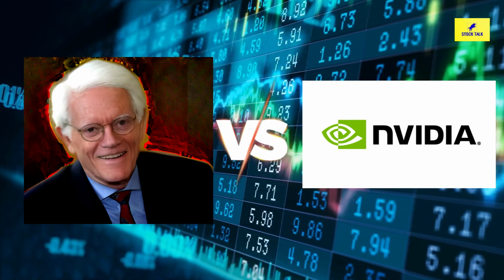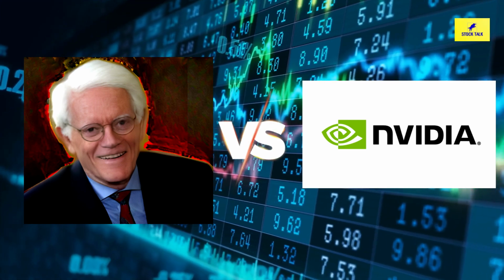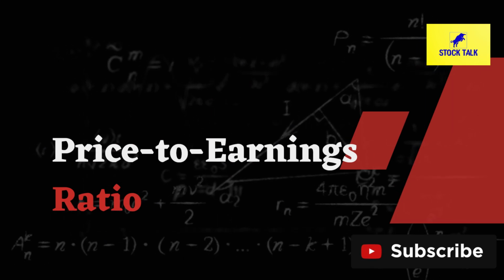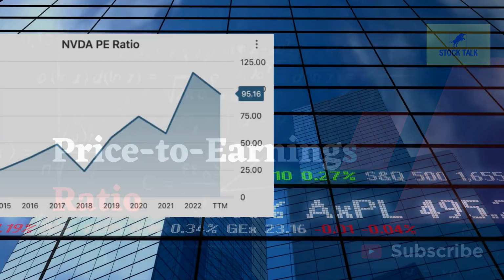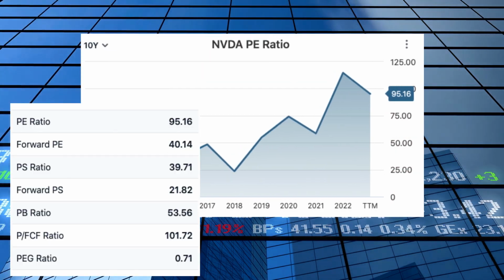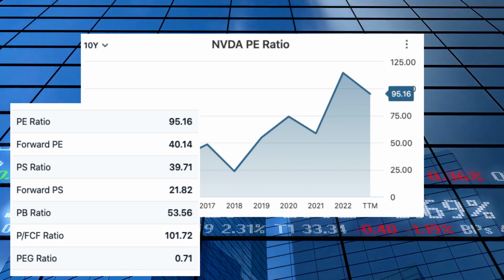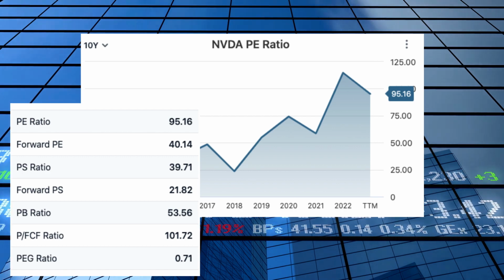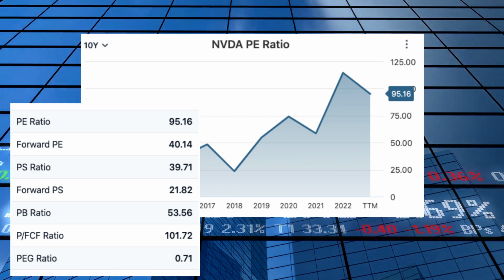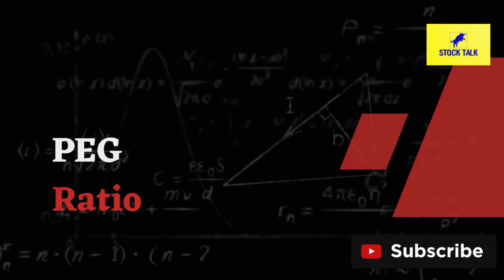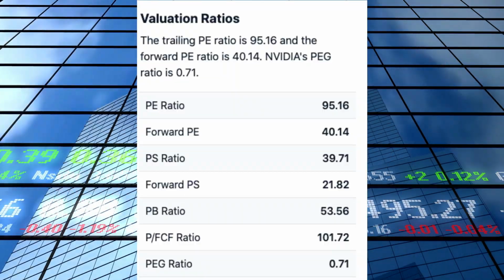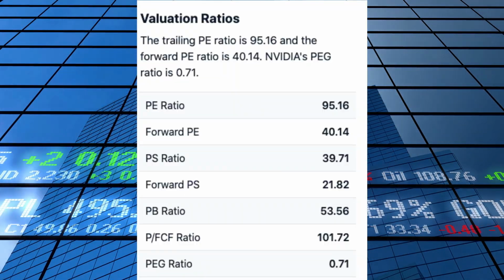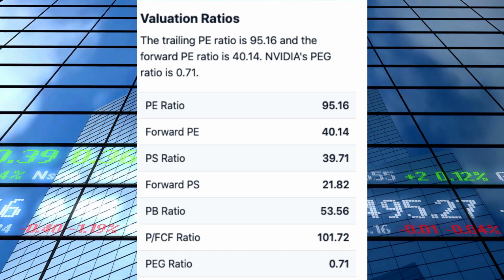Now let's analyze NVIDIA's stock using Peter Lynch's method. Price-to-earnings, PE ratio. According to Lynch's philosophy, the PE ratio is a starting point for valuation. NVIDIA's PE is quite high, which could indicate the stock is overvalued or that investors expect high growth rates. PEG ratio. Lynch would likely consider NVIDIA's PEG ratio below 1 to be a positive indicator, suggesting that the stock could be undervalued given its growth rate.